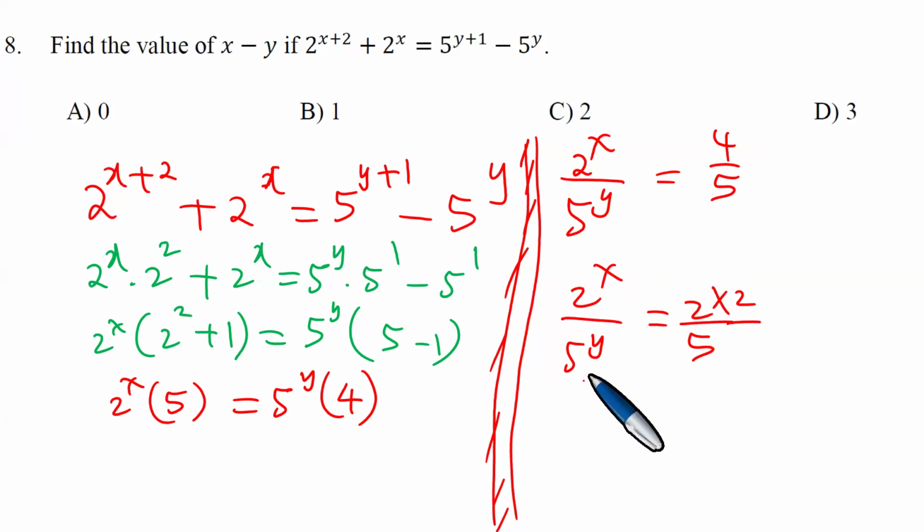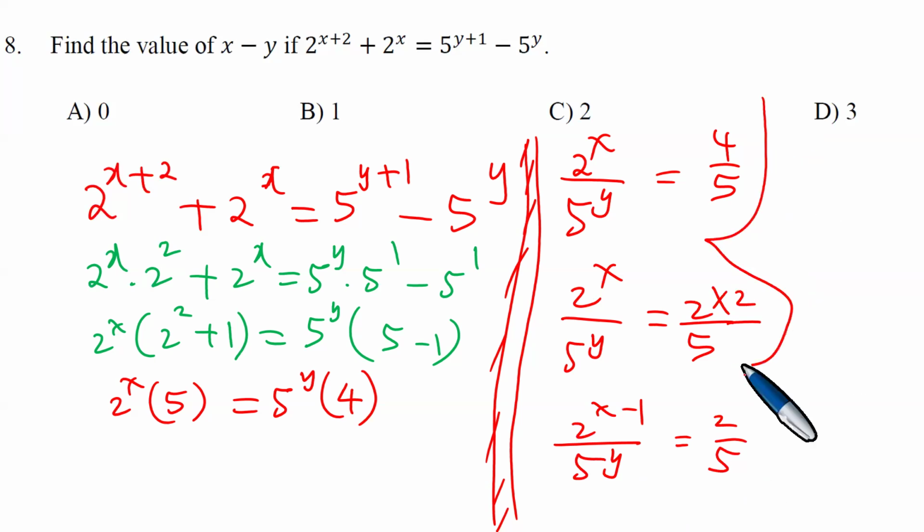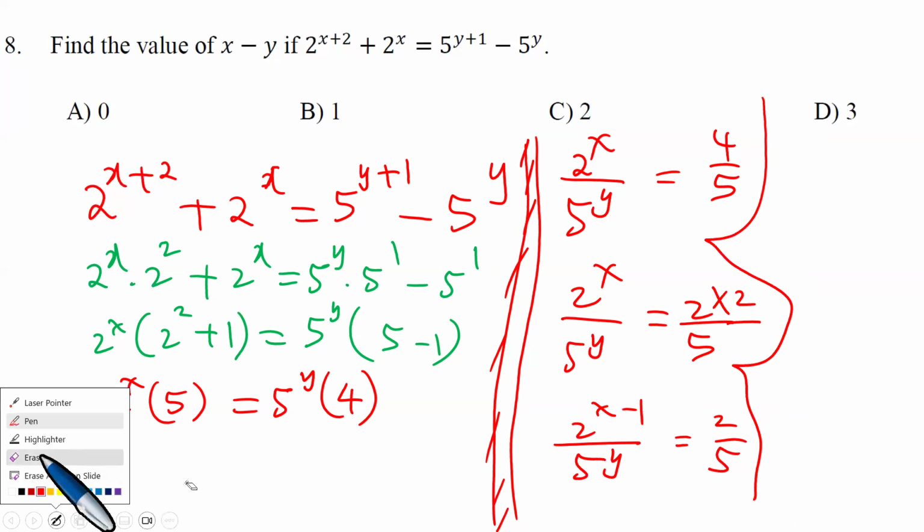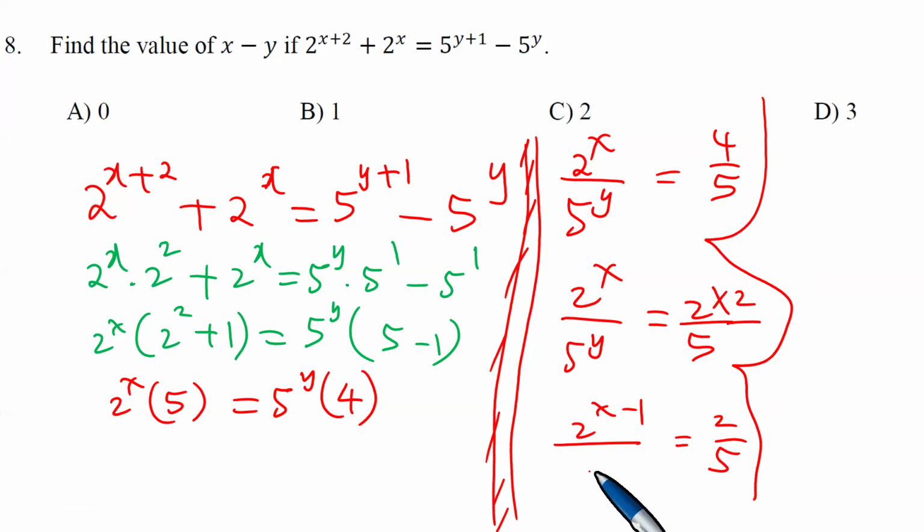So if you divide by 2, it's going to be 2 to the power x minus 1 over 5 to the power y, equals 2 over 5, like this. Okay, we'll get something like that. And now we are very close to the answer, like inches to the answer. So if we have this 5 to the power y, what exactly can we be able to achieve here?